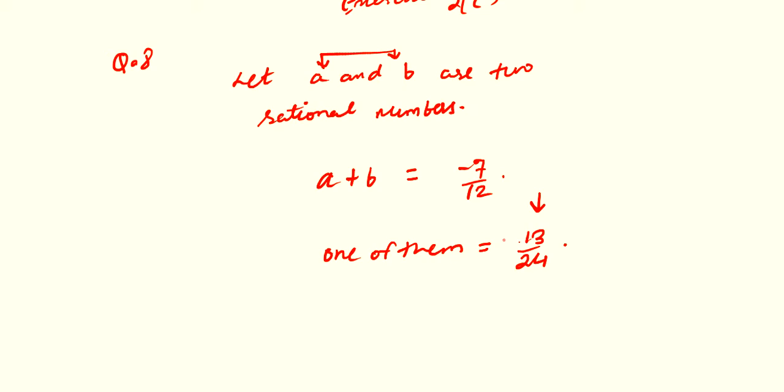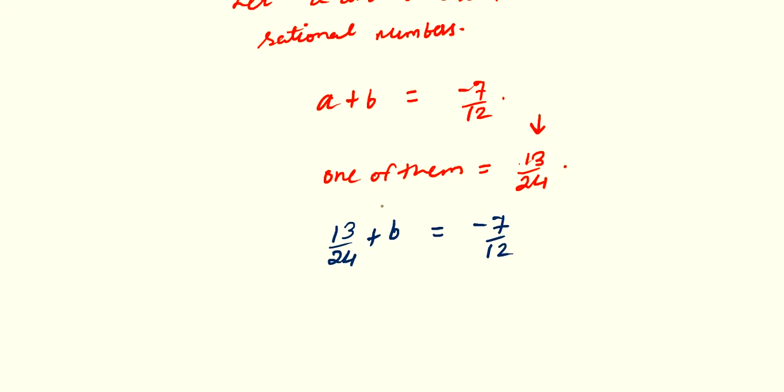इस 13 by 24 को आप A भी ले सकते हैं या नहीं तो फिर B भी ले सकते हैं. कोई भी एक आपको लेना है. तो मान लेते हैं let this 13 by 24 is A. So 13 by 24 is A and B is the other one which we have to find. Now we have to find B.